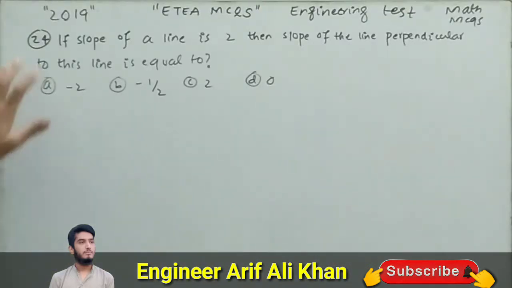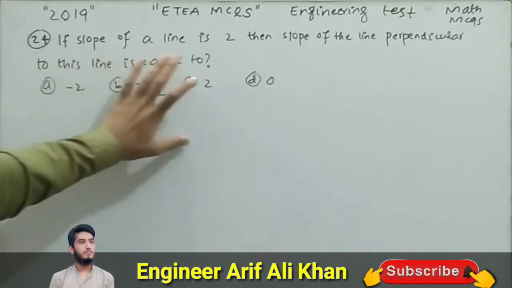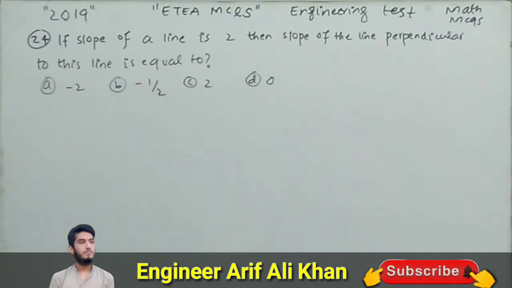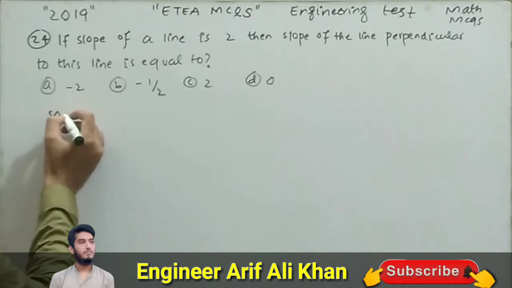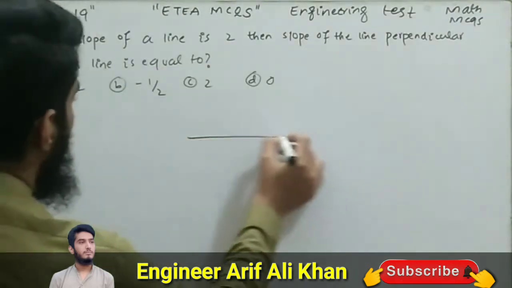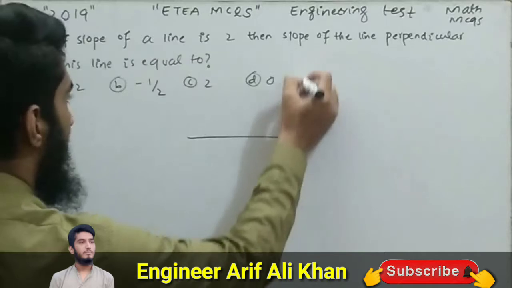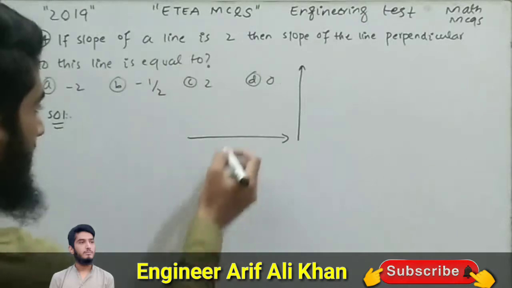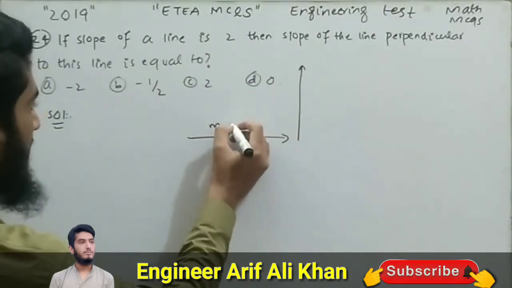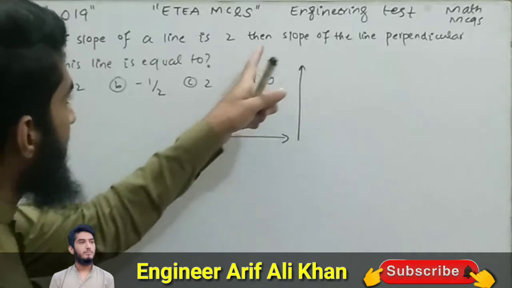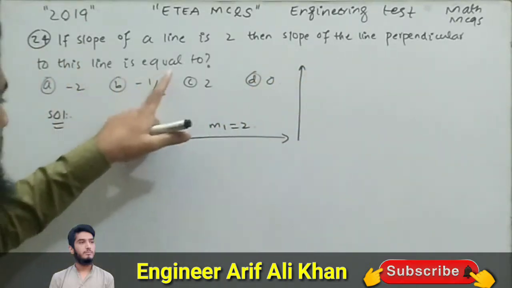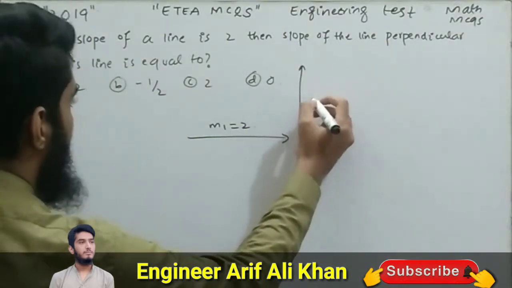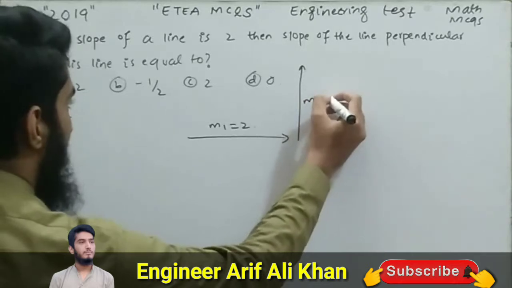Now move to the next MCQ, MCQ number 24. It tells that if the slope of a line is 2, then the slope of the line perpendicular to this line is equal to, four options are given. Move to the solution of this MCQ. Let's suppose this is one line and this is another line perpendicular to this line. If the slope of a line is 2, let's suppose this line's slope is represented by m1 and it is equal to 2. Then we need the slope of the line perpendicular to this line. So the perpendicular line to this line is actually this line. Let's suppose the slope of this line is m2.